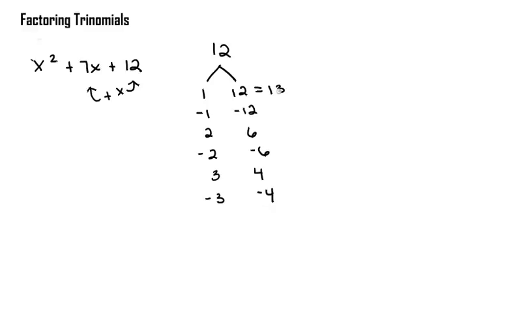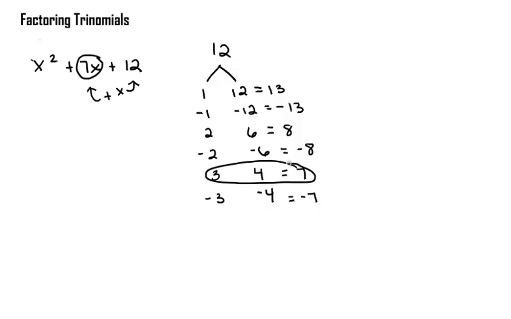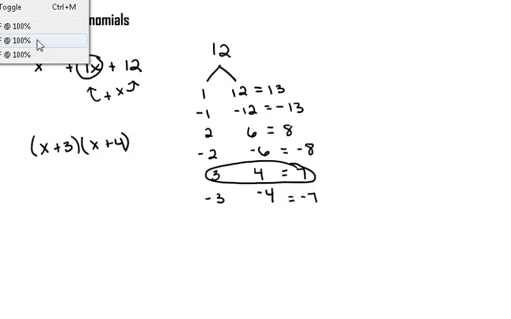1 plus 12 is 13. -1 plus -12 is -13. 2 plus 6 is 8. -2 plus -6 is -8. 3 plus 4 is 7. And -3 plus -4 is -7. We wanted our factors to add to be a positive 7, and so we know that 3 and 4 are our answers. And we write x plus 3 times x plus 4. Let's try one more basic trinomial.